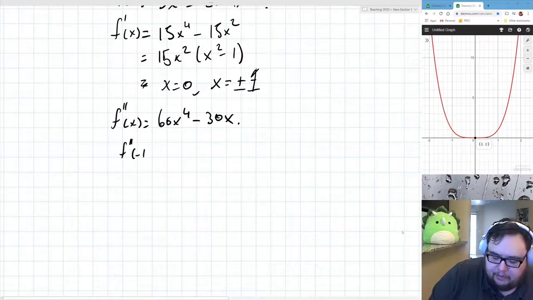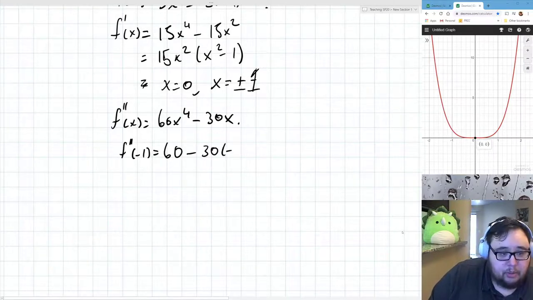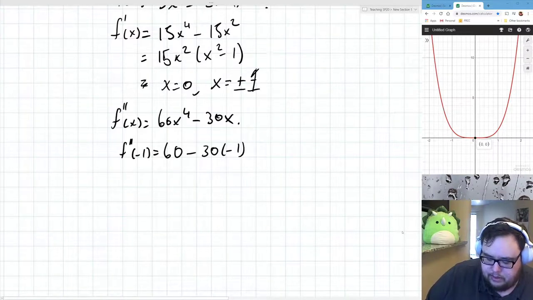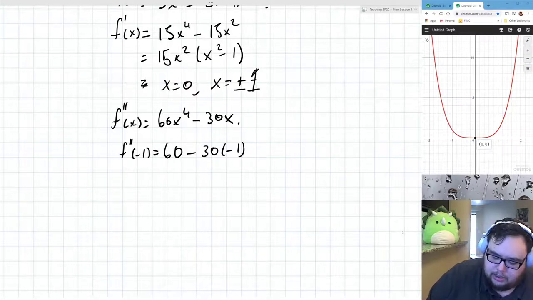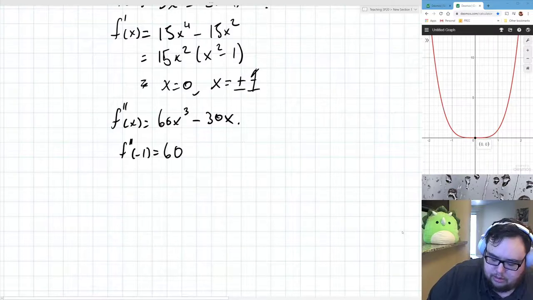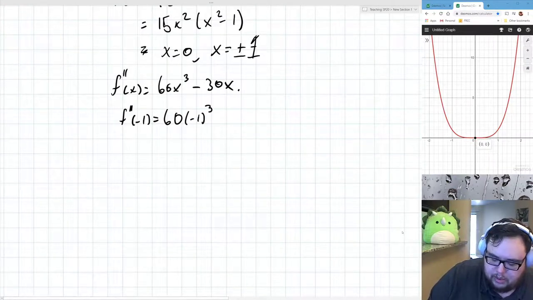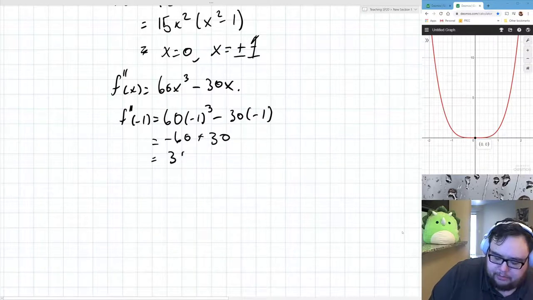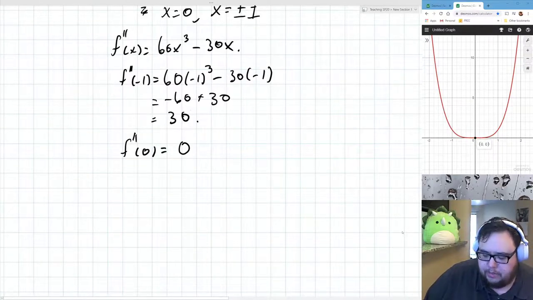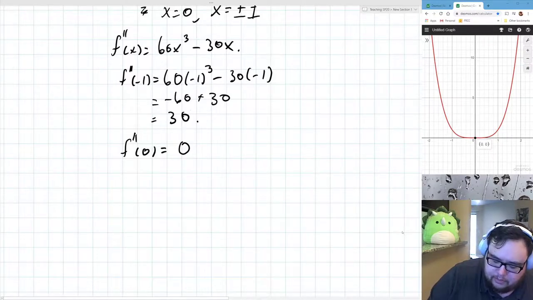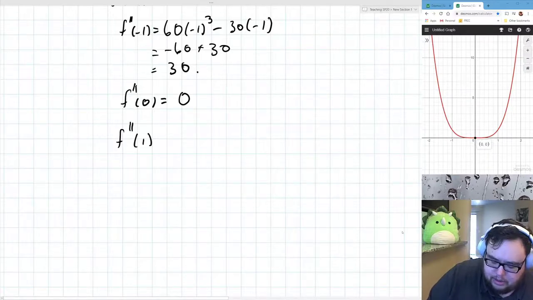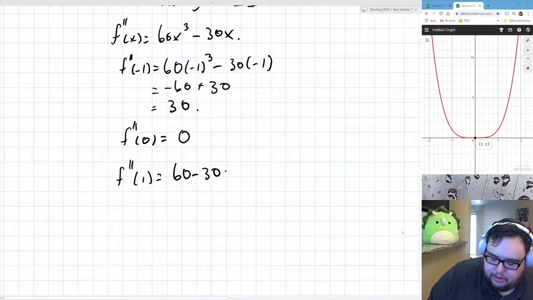To use the second derivative test, we're just plugging in these points. F double prime of negative 1 is 60 minus 30 times negative 1. Is it 60x to the fourth or 60x to the third? It is 60x to the third, thank you. That makes a lot more sense. So 60 times negative 1 cubed minus 30 times negative 1, which is negative 60 plus 30, which is negative 30. F double prime of 0 is 0. It's 60 times 0 minus 30 times 0. And f double prime of positive 1 is 60 minus 30, which is 30.